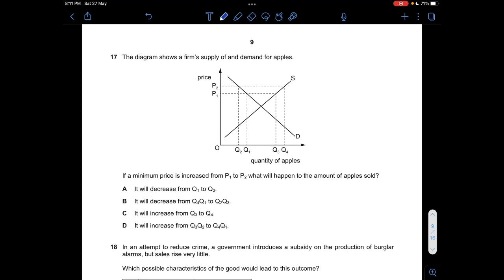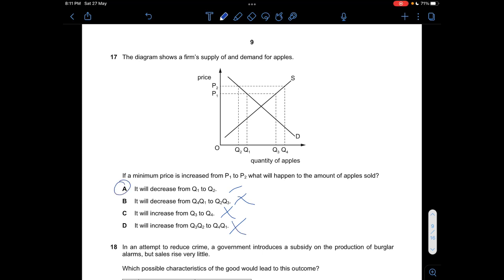So let's look at the four options. A says it will decrease from Q1 to Q2, which is correct. B says it will decrease from Q4, Q1 to Q2, Q3, which is not correct. C says it will increase from Q3 to Q4, which is not correct. That's for the supply. D says it will increase from Q3, Q2 to Q4, Q1, which is not correct.